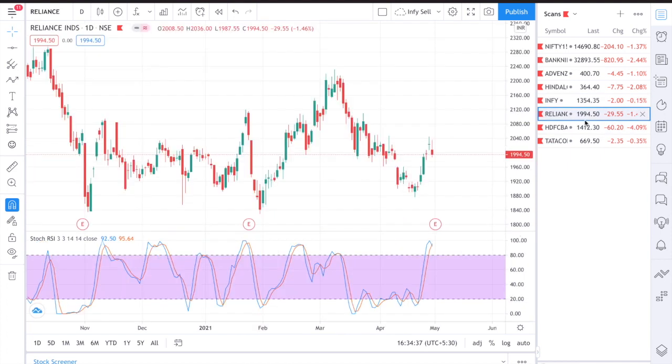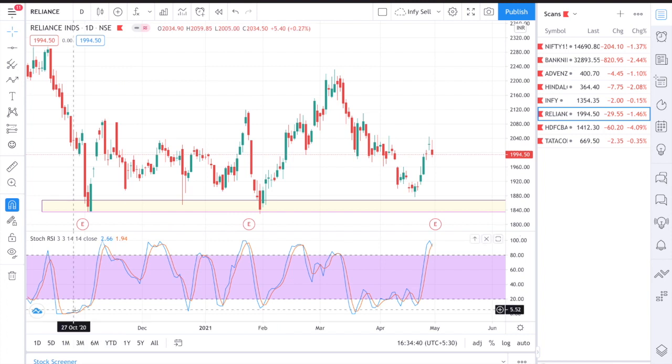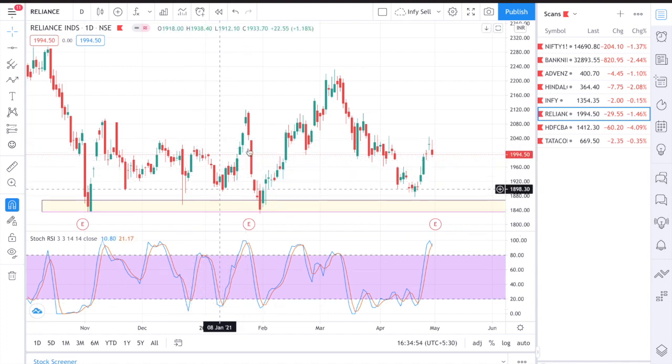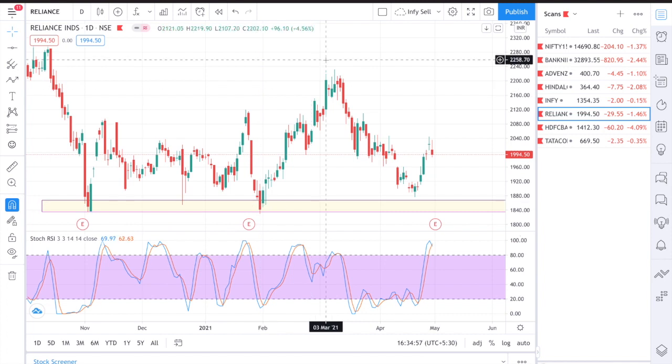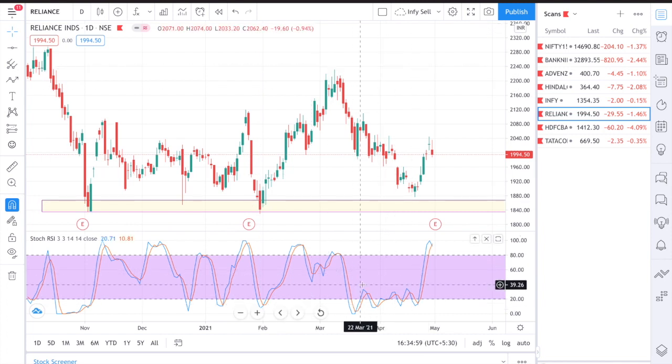Okay, so for example this Reliance, right? See, whenever the stochastic RSI falls below this level and the blue line is crossing the red line, you can see how much is the move up there. Okay, similarly here also this blue line crossed, we moved upwards by like 100 points. Here also we got a huge move. Here also we got a huge move, right? So here also we got a move. See, for example here, right?